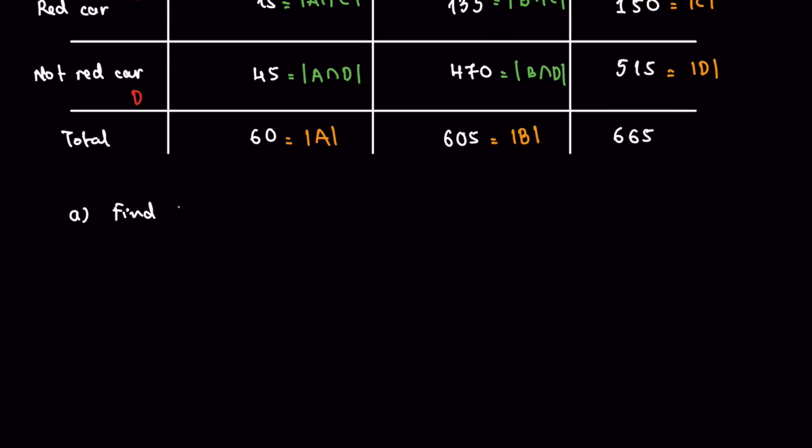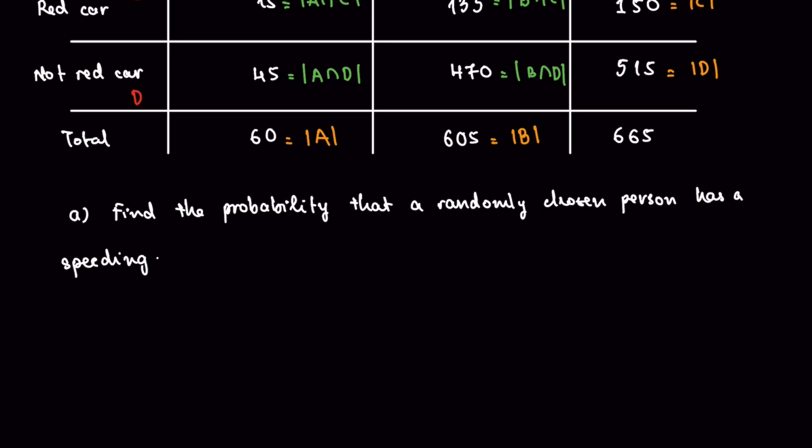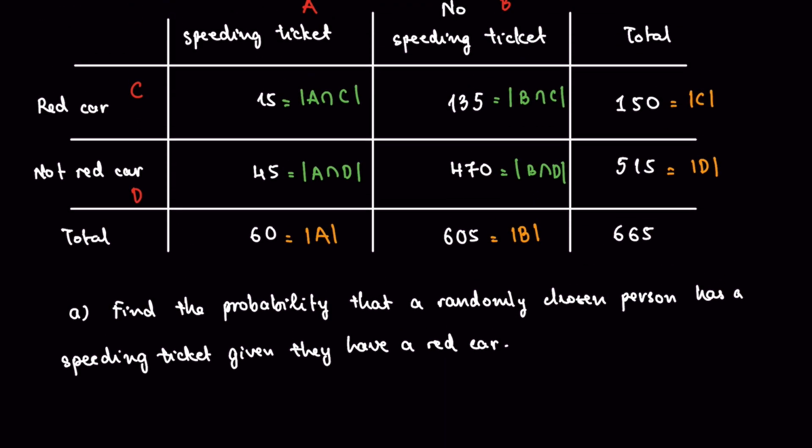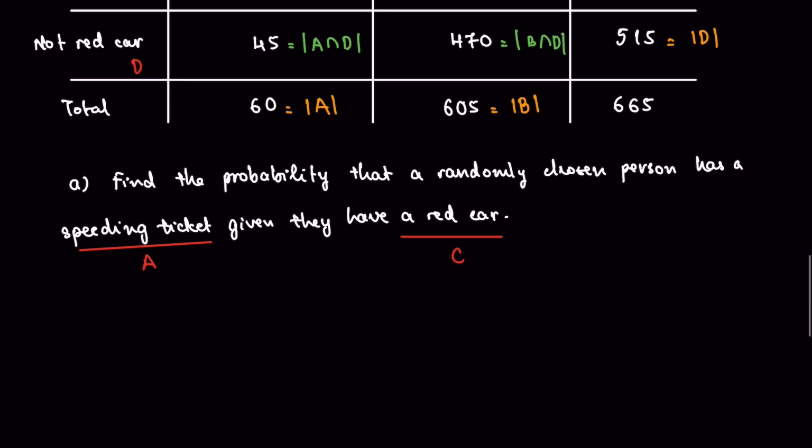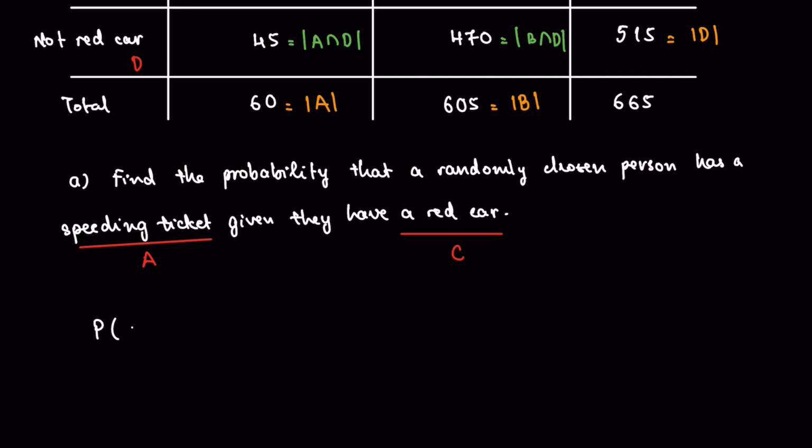Now the first question of this problem I want to ask is, can you find the probability that a randomly chosen person has a speeding ticket given they have a red car? Here we already defined that the one who gets a speeding ticket is in the set A. So speeding ticket is the event A, and having a red car is the event C. So what you try to do is find the probability of A given C. Therefore, this is equal to the probability of A and C divided by the probability of C.